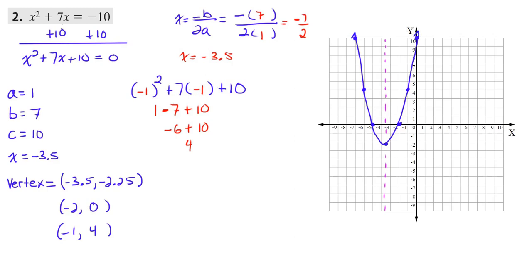But again, what we're looking for is the two locations where the graph intersects the x-axis, the x-intercepts, and that's going to be -2 and -5. So those are our solutions. x equals -2 and x equals -5.